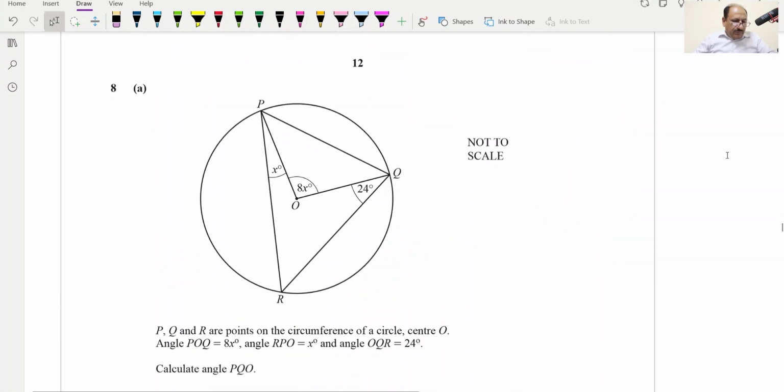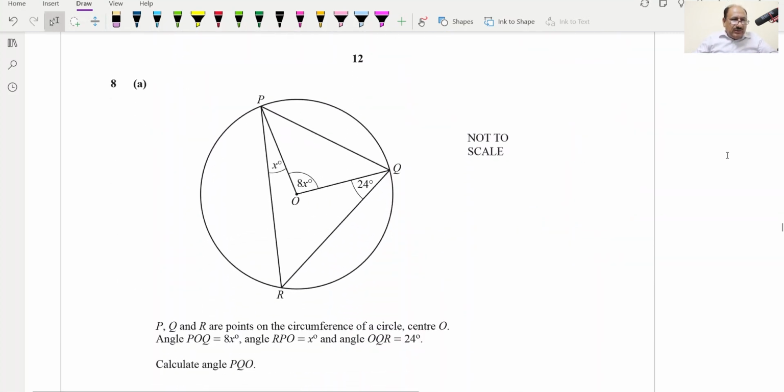Hopefully you understood this. Now question number 8. Question 8 says they have given the drawing. P, Q, R are the points on the circumference of the circle, center O. Angle POQ is equal to 8x, angle RPO is x, and angle OQR is equal to 24. So these are the angles provided. Calculate the angle PQO. Now PQO is which angle? PQO is this angle, this one. And keep in mind that the diagram is not to scale.